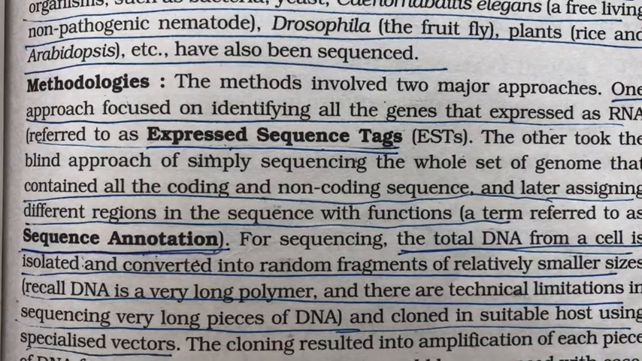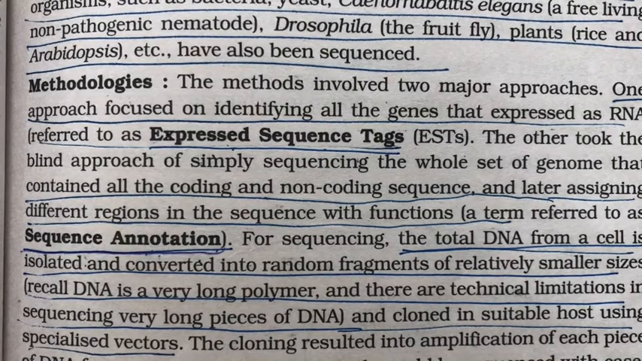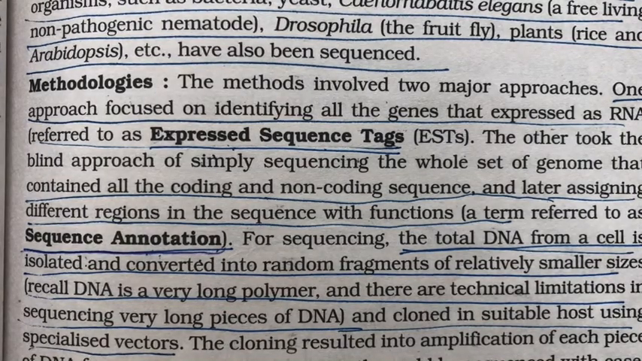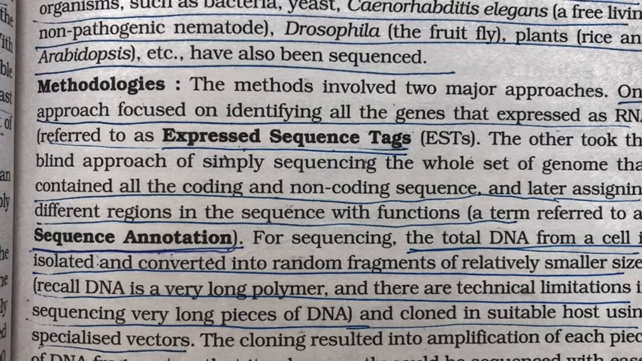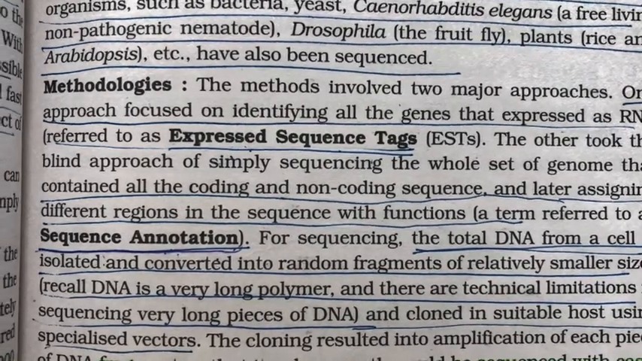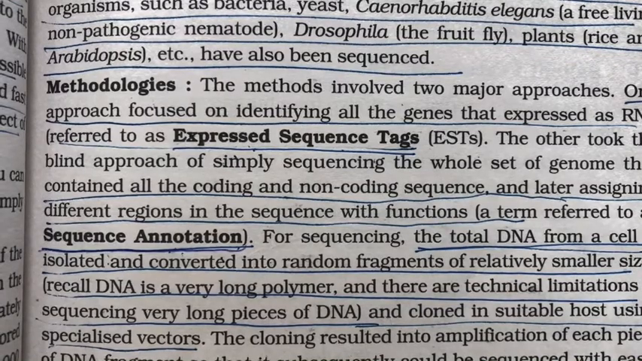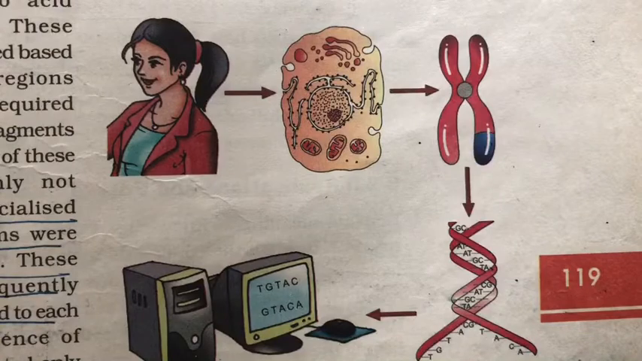What were the methods employed? There were two methods. One was called expressed sequence tags, ESTs, and the other was called sequence annotation. What was an expressed sequence tag? This could be your 1-mark question. To identify all the genes that are expressed as RNA, that was called expressed sequence tags. And the other was identifying all the sequences in the genome, that was called sequence annotation.